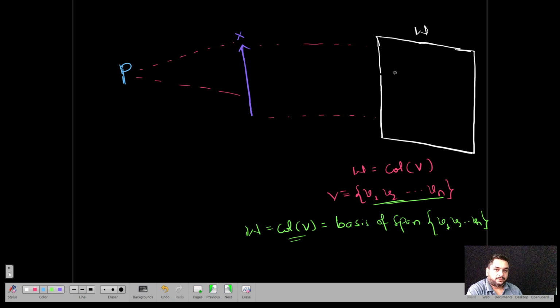Okay. There are some vectors in this column space of V. That is, this is one vector, this is another vector, this is another vector. These are my vectors, say V1, V4, whatever. We are in the column space of this vector space V, that is a subspace.